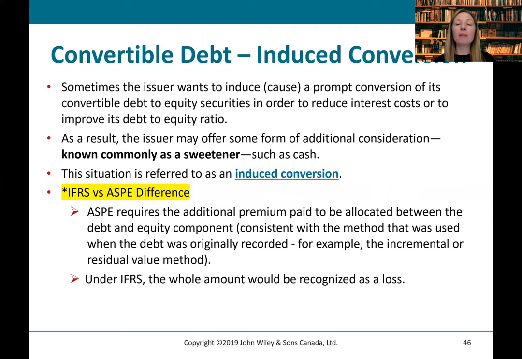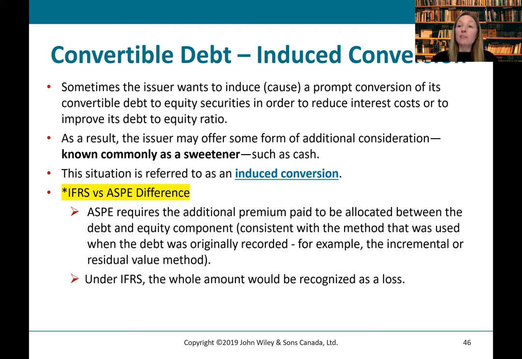Now, the book value method works well when you're converting debt, but when you're inducing conversion, it's a little bit different. Sometimes the issuer wants to induce or cause a prompt conversion of its convertible debt to equity securities in order to reduce interest costs or improve debt to equity. So they may offer some sort of a sweetener, such as cash. They might say, listen, if you exercise your option now, we'll give you extra shares or we'll give you extra cash. They're trying to entice the person to actually exercise the option right then.